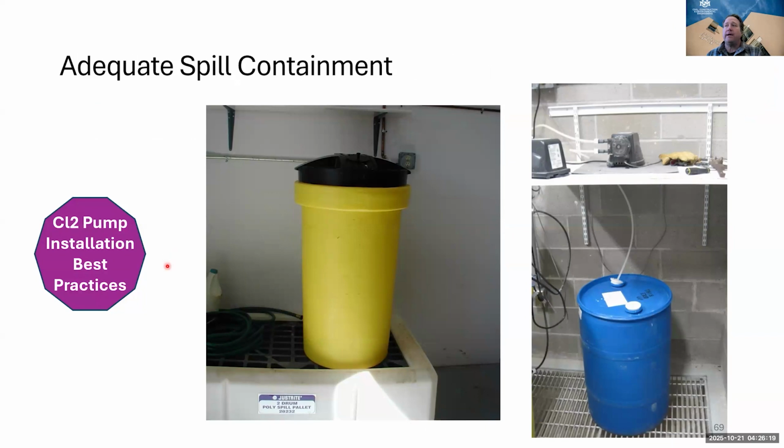And then you also need to have adequate spill containment for your chlorine solution. We always ask when we're in person, what does adequate spill containment mean to you? Adequate means that your spill containment can accommodate 100% of the solution that's in the tank. If you have a 35-gallon tank over here, you need to have at least 35 gallons or more of spill containment.